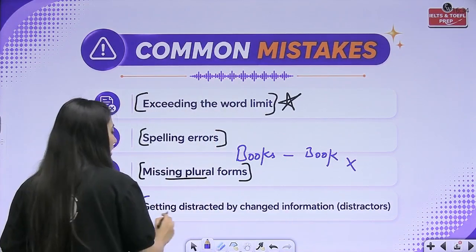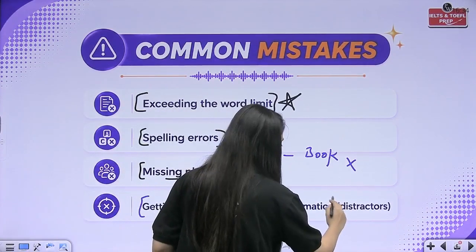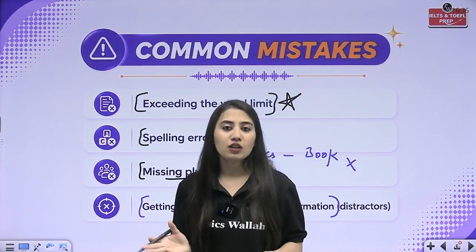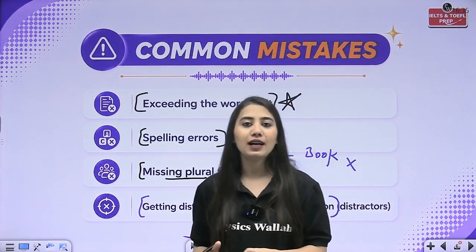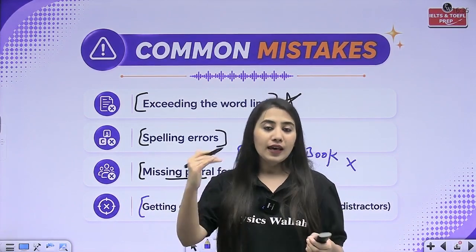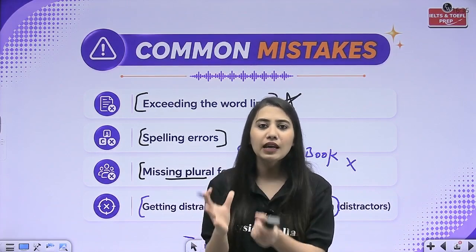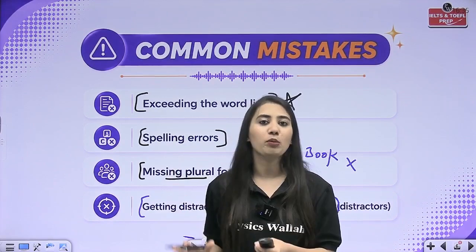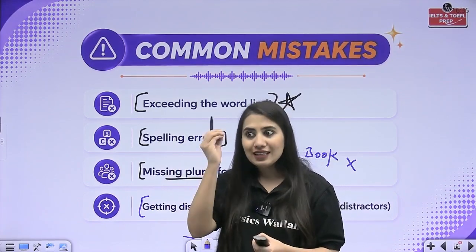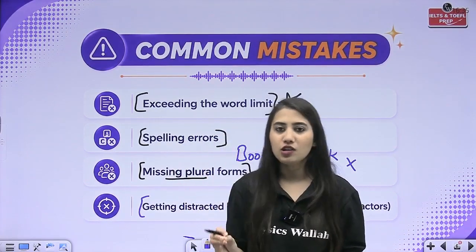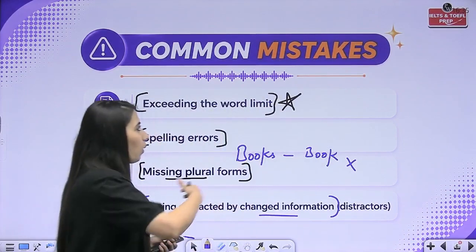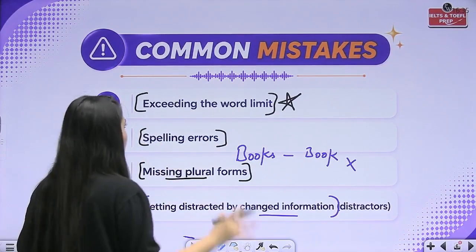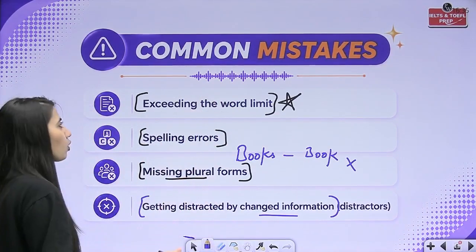Then getting distracted by changed information. You didn't actually see the distraction, the shift they took, the turn they took. Once they said that A is the better option, they feel that A is the right one. But then in the second line, they are shifting towards the B or C option. So you have to see that change. Just look for that change. Do not get distracted. Once they said something, you directly marked it as your right answer. This shouldn't happen. These are some of the common mistakes you always have to avoid making.